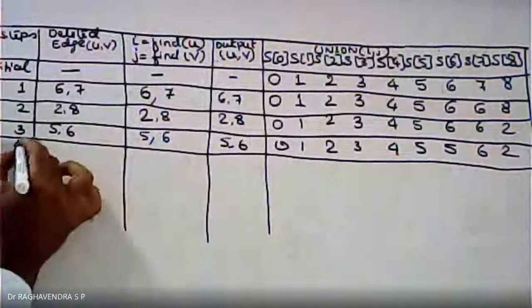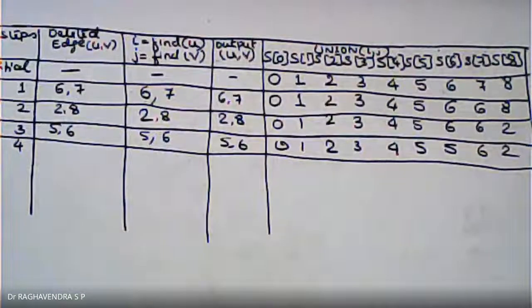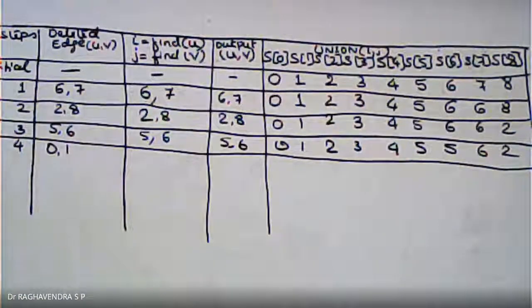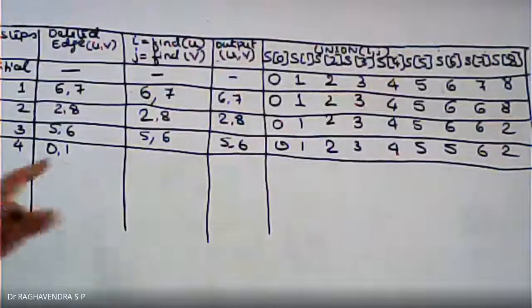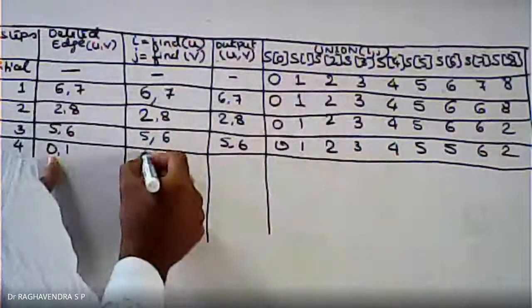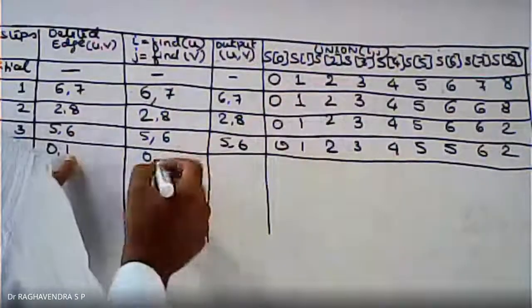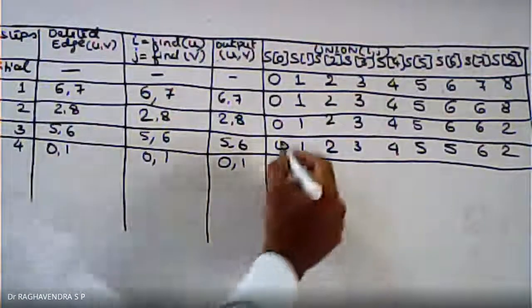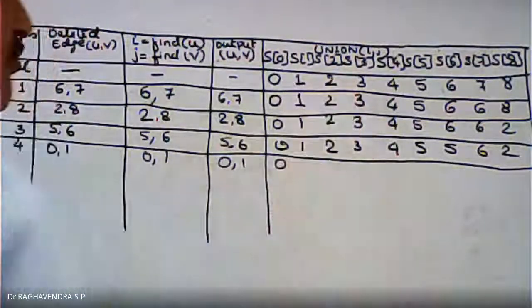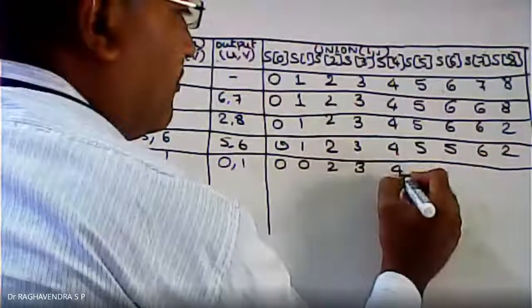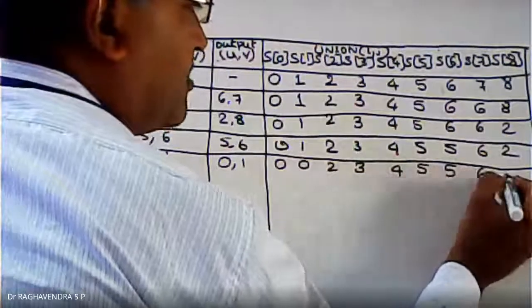Next, identify the next least cost edge. 0 comma 1. So now I is equals to find of 0. See, find of 0 is 0 and find of 1 is 1. Then 0 comma 1. Now in place of 0 I have to write 0. In place of 1 also I have to write 0. Then 2, 3, 4, 5, 5, 6.